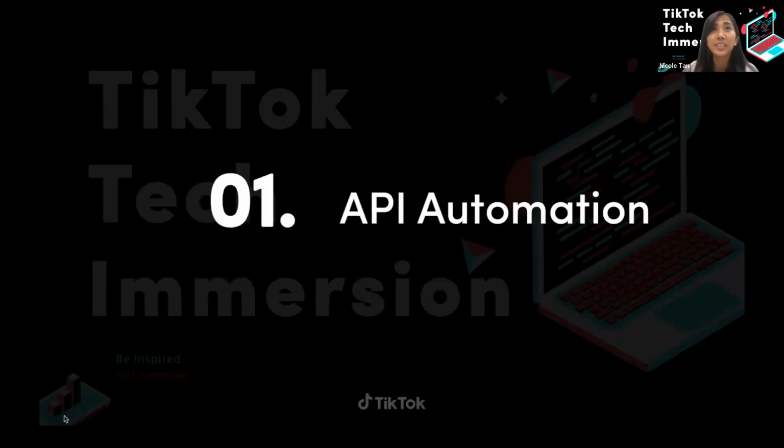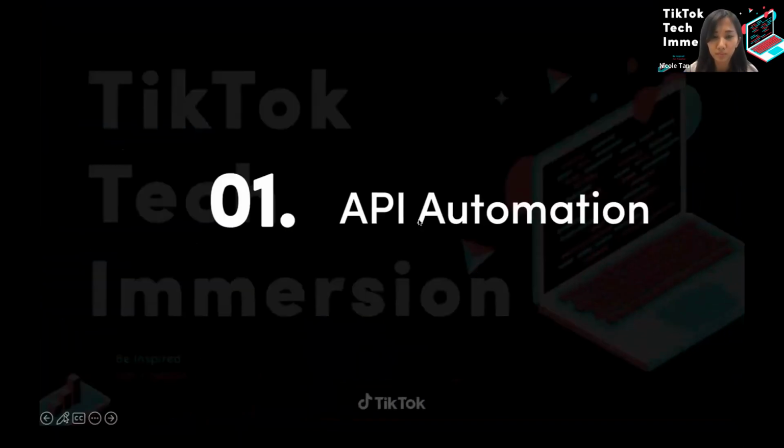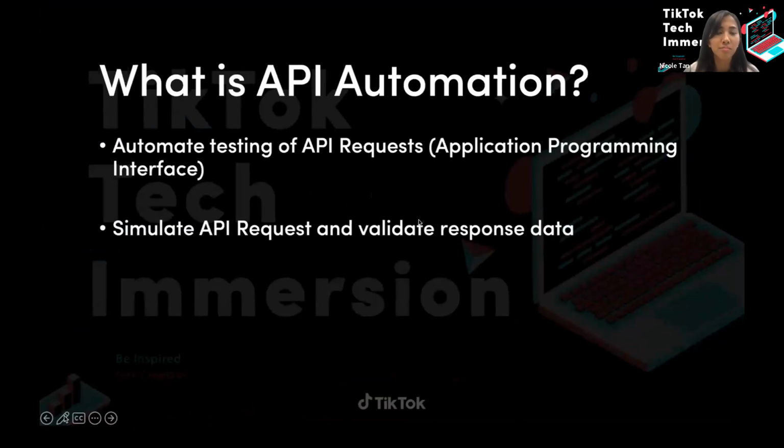Okay, so let's start with API automation. API automation, put simply, is very similar to UI automation, but instead of automating the user end-to-end interactions, we validate the response data. So we simulate API requests and validate the response data.